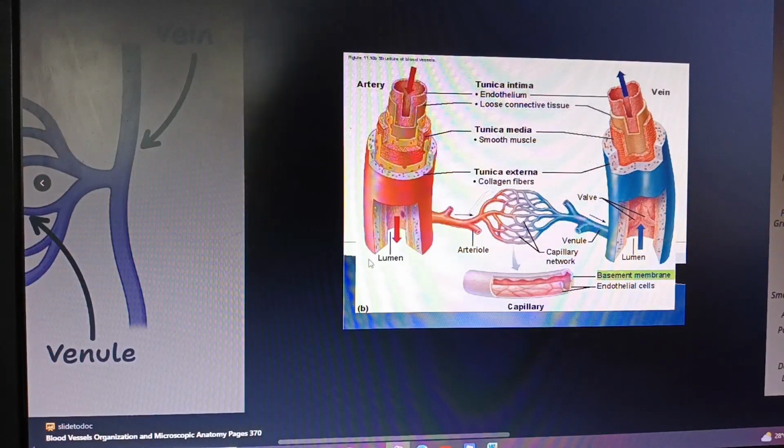Okay, look at this picture. This is the inner view of arteries and veins. This is the tunica intima. This is the innermost layer of the blood vessels. It is made up of endothelial tissue. And this is the tunica media. This is the middle layer of the blood vessels. It is covered with smooth muscles. This is the tunica externa. This is the outermost layer of the blood vessels, which is made up of collagen fibers, which give protection to the blood vessels.